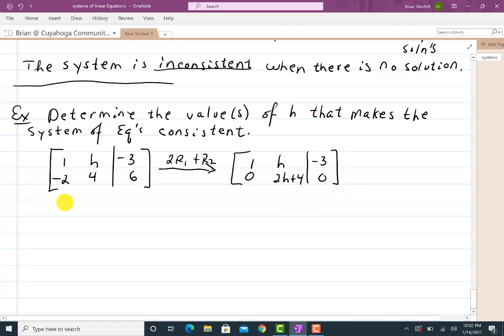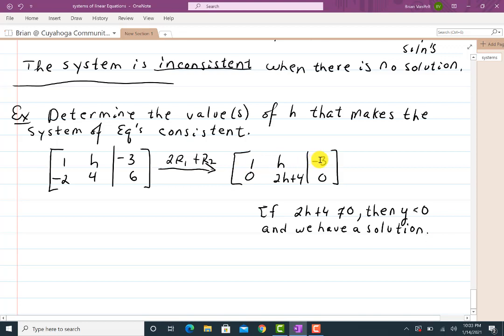So if 2h plus 4 does not equal 0, then y equals 0, and we have a solution. Why do we have a solution? Because if this is not 0, I can divide by it, and then I'll get a 1 right here and a 0 here. So I'll have the y value. But then if y is equal to 0, then this first equation will be x plus hy equals -3. But that y is 0, so I'll know that x is equal to -3. So I'll have a solution there.